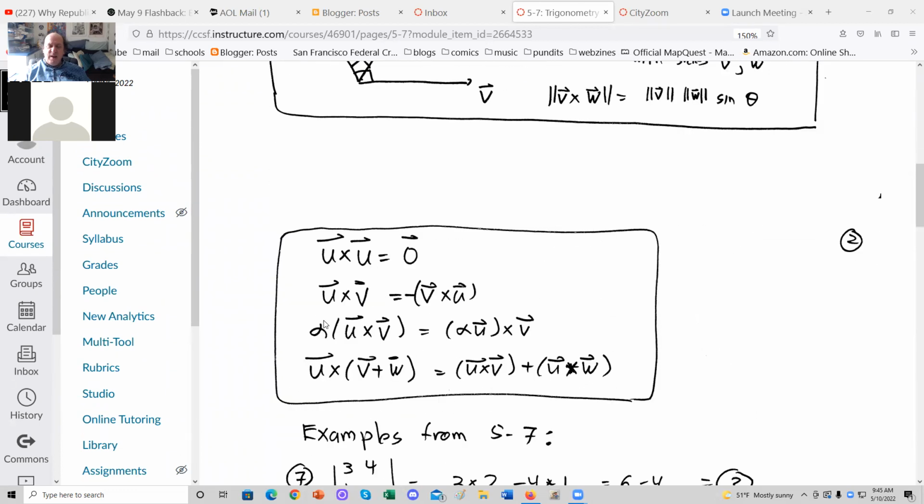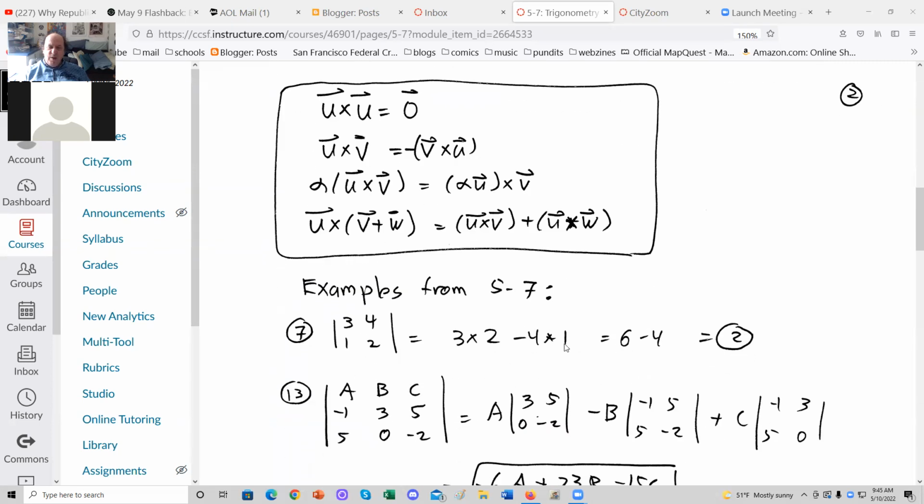Okay, a scalar alpha times U cross V is alpha times U, then cross V. And U cross V plus W equals U cross V plus U cross W. So it distributes over vector addition, and scalar multiplication associates with it. However, U cross V, cross W is not U cross V cross W. It's not associative. Things get a little wonky.